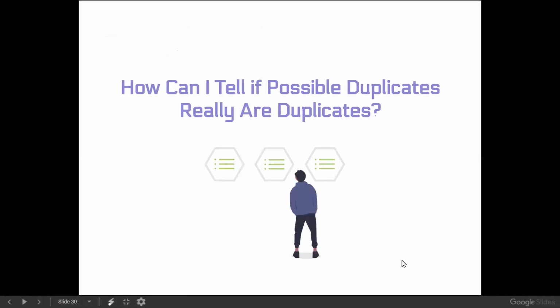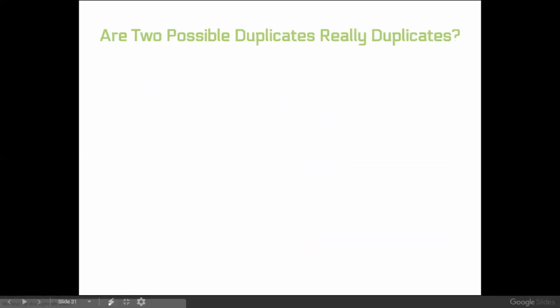Okay, so those were the bonus methods. Now let's walk through what I consider the most important part of this presentation, and that is, once you've found some possible duplicates, how do you tell if they really are duplicates?